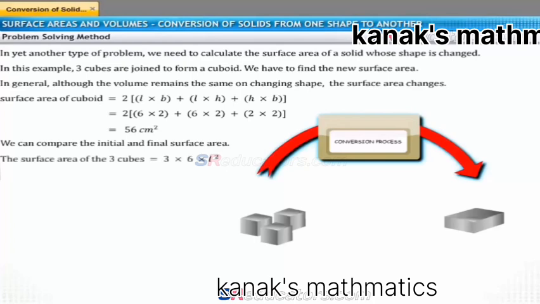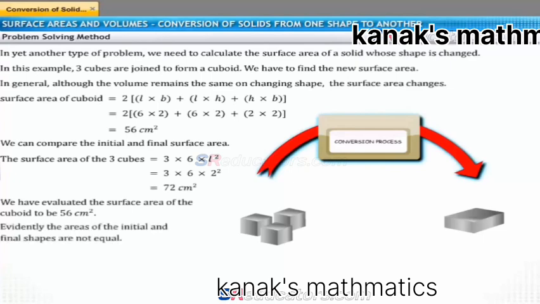The surface area for the 3 cubes is equal to 3 × 6 × L squared, where L is the length of the side of a cube. This evaluates to 72 square centimeters. We have evaluated the surface area of the cuboid to be 56 square centimeters. As is evident, the areas are not equal.